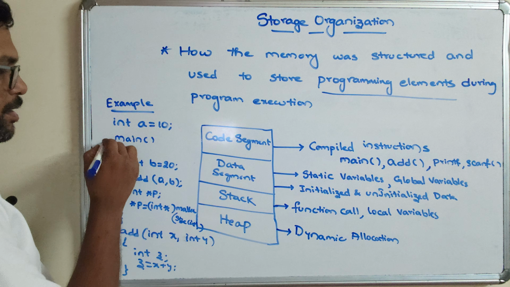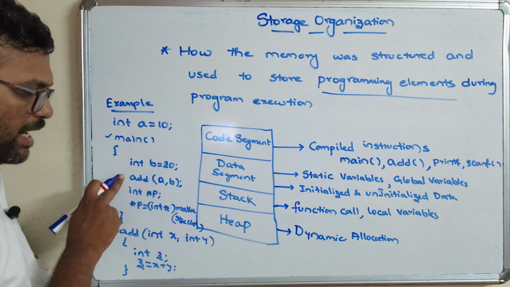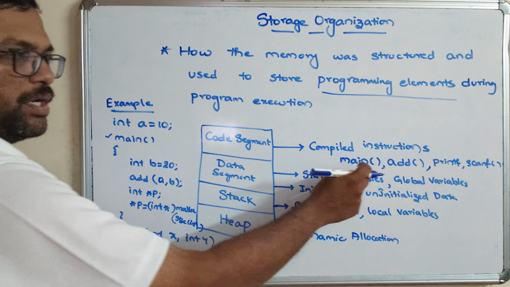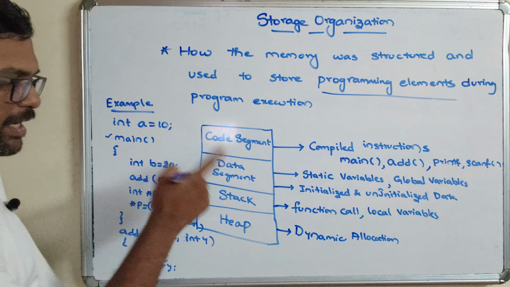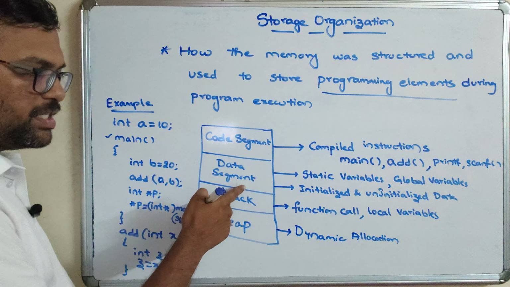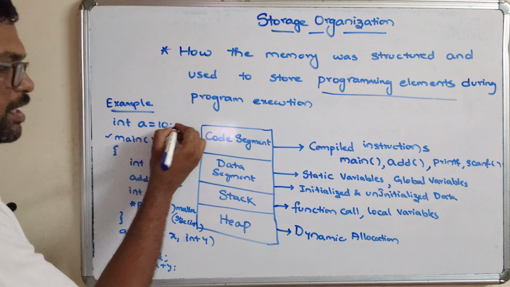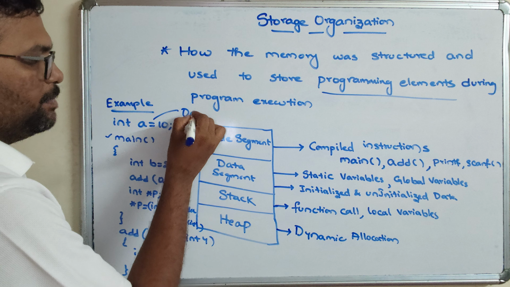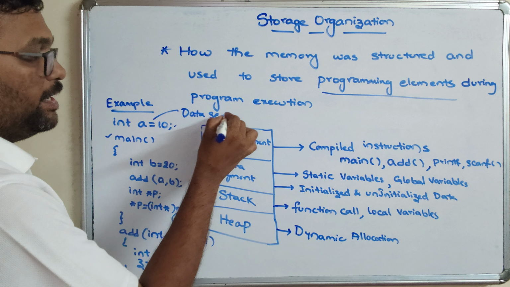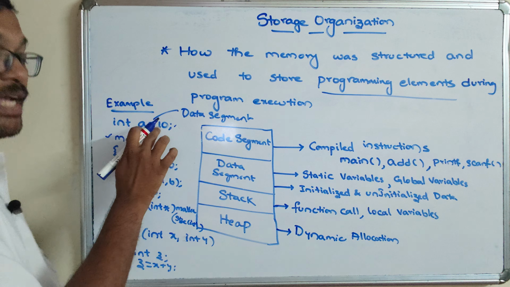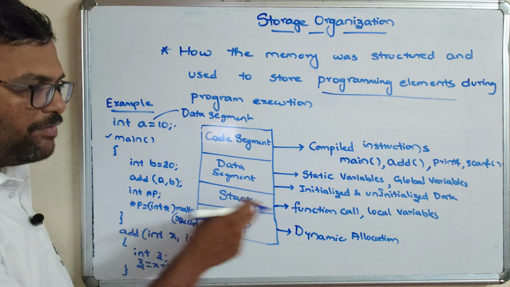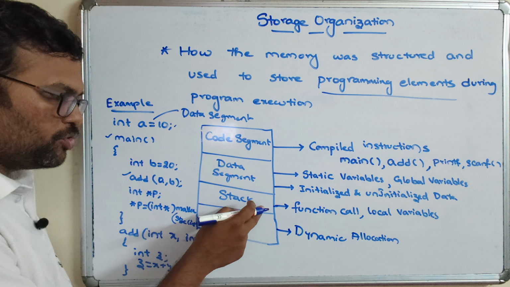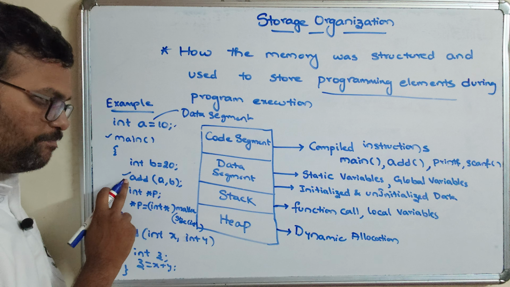See, the main function and add function instructions will be stored in the code segment. And in the data segment, what is this data segment? Static variables and global variables. So a is stored in the data segment because a is a global variable. And coming to the stack, function call and local variables. What is the function call? This add is a function call, so add will be stored here, as well as the local variables.